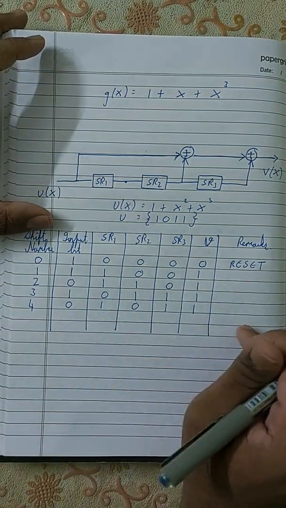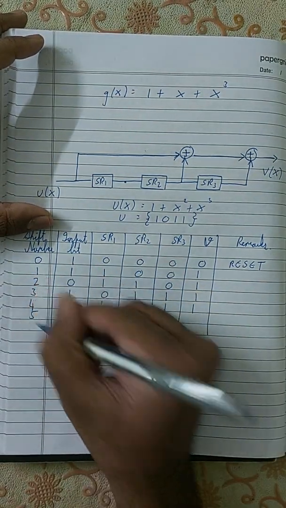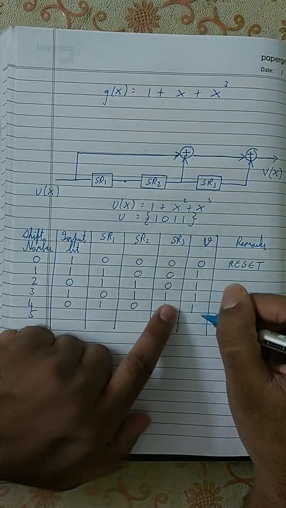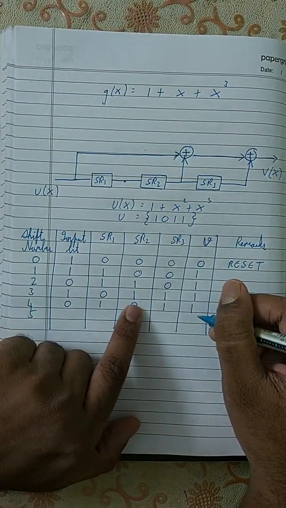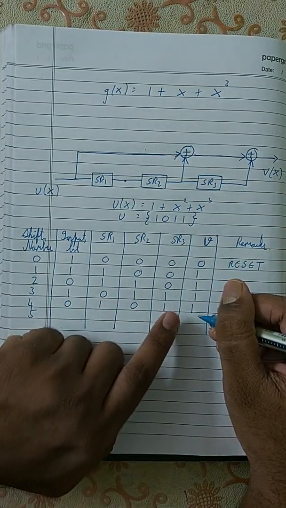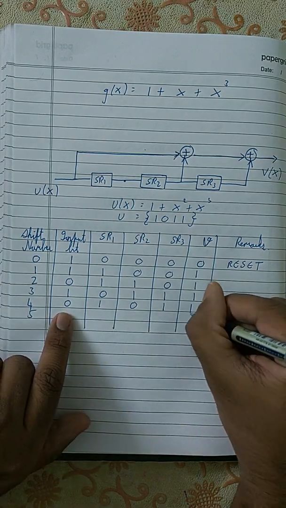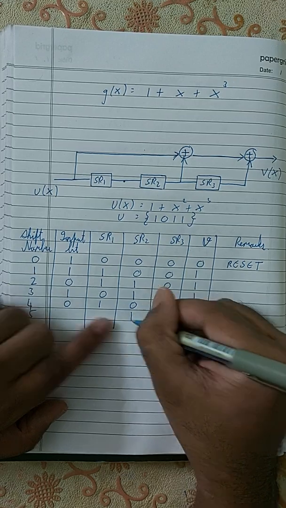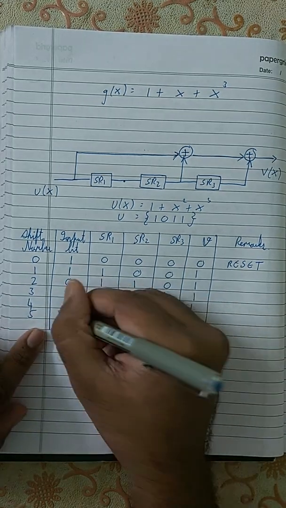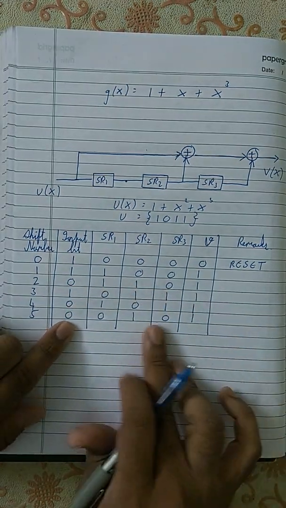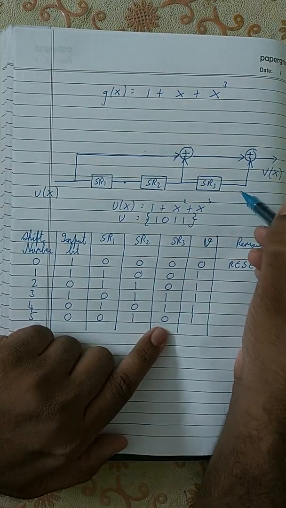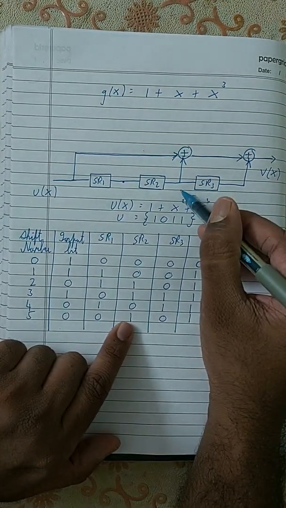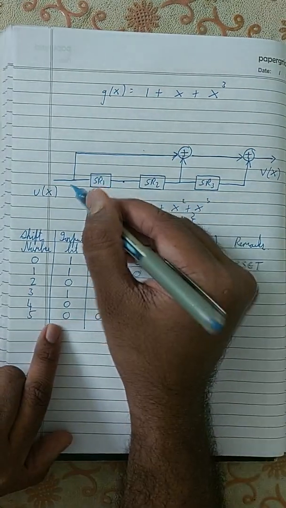So at the next clock cycle you will get SR3 plus SR2 plus input bit, which is nothing but 1 plus 0 plus 0, which is 1. This 0 will be shifted over here, this 1 will be shifted over here, this 0 will be shifted over here, and another 0 similarly. Which means that the value over here is 0, the value over here is 1, the value over here is 0, and the value over here is also 0.